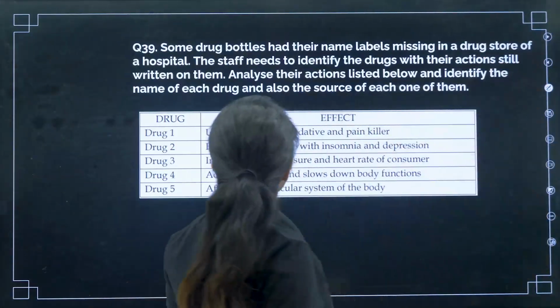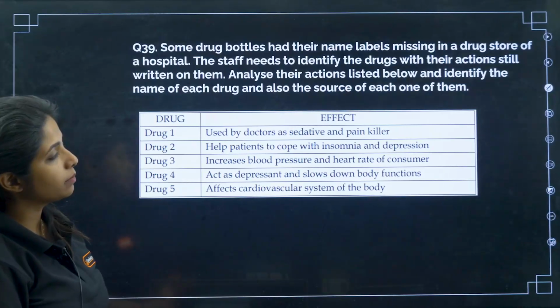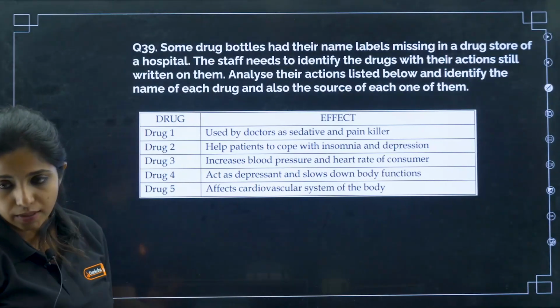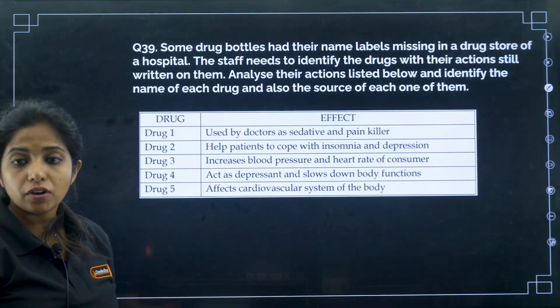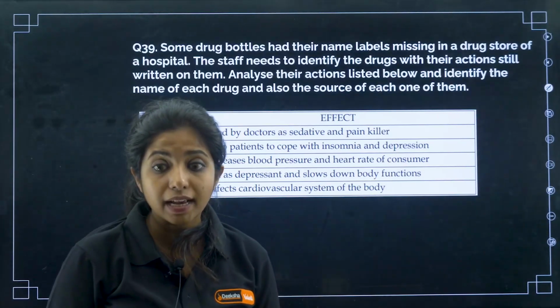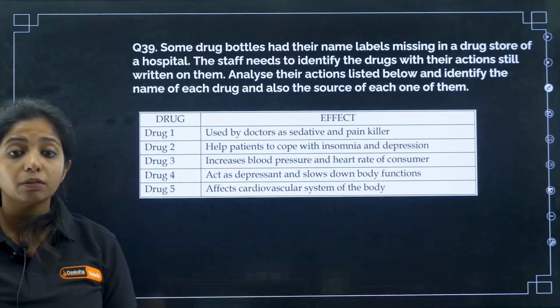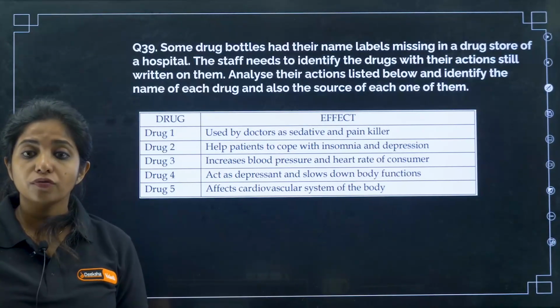Yes. Now, some drug bottles had their name labels missing in a drugstore of a hospital. The staff needs to identify the drugs with their actions still written on them, analyze their actions listed below and identify the name of each drug and also the source of each one of them.